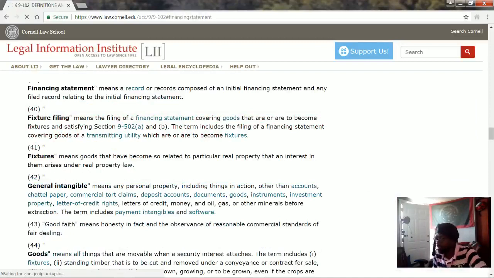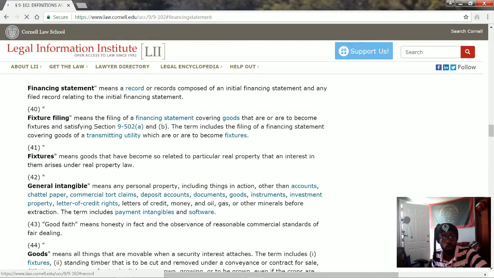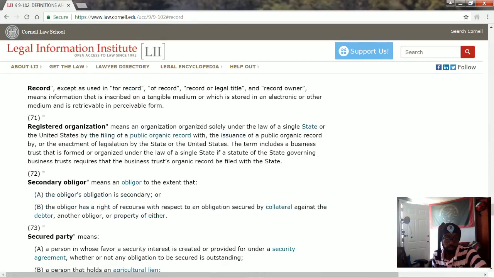All right. So now that we know the filing of a financing statement, what is a financing statement, by the way? Let's pull that up. A financing statement means a record or records composed of an initial financing statement and any filed record relating to the initial financing statement. So now let's look at record, since we're talking about a record. Record, except as used in "for record," "of record," "record or legal title," and "record owner," means information that is inscribed on a tangible medium or which is stored in an electronic or other medium and is retrievable in perceivable form. That's all the record is.